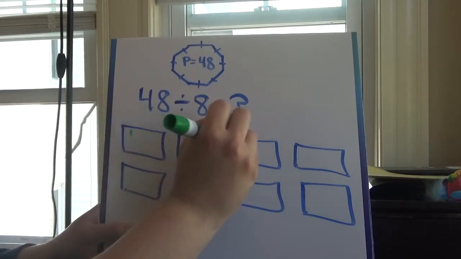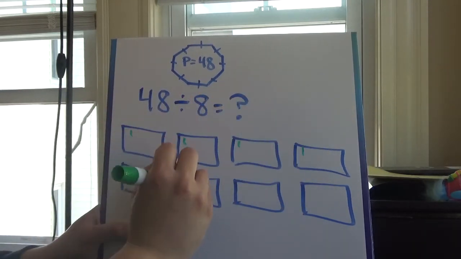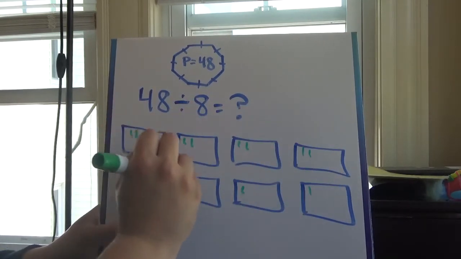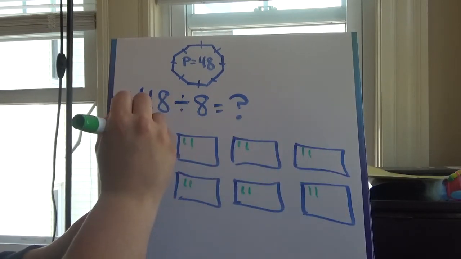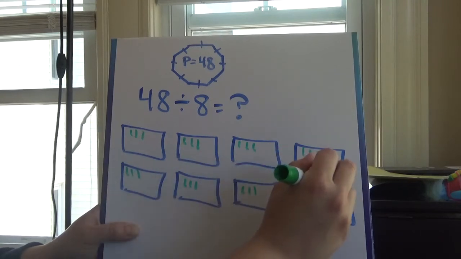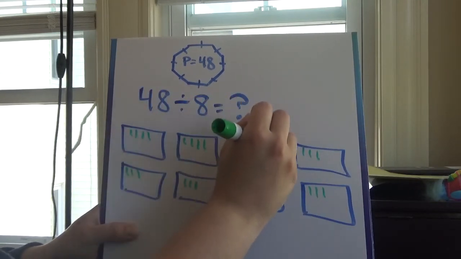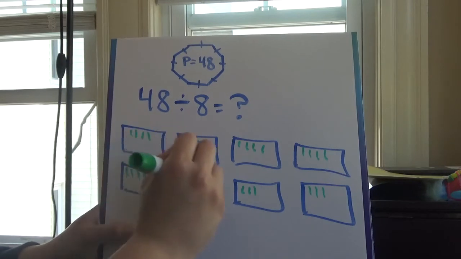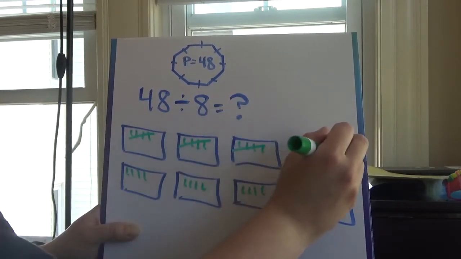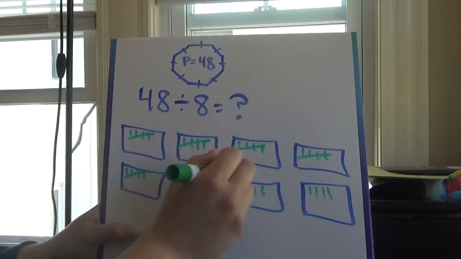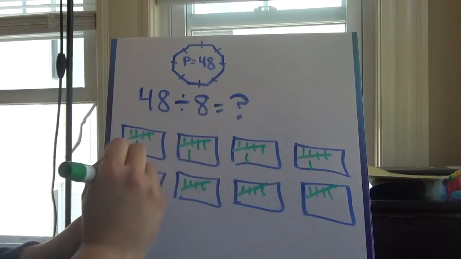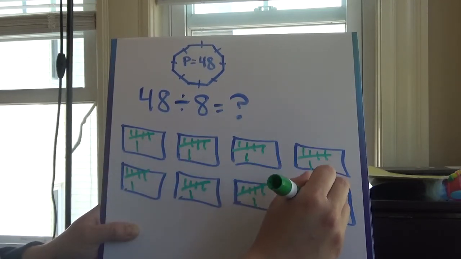So 1, 2, 3, 4, 5, 6, 7, 8, 9, 10, 11, 12, 13, 14, 15, 16, 17, 18, 19, 20, 21, 22, 23, 24, 25, 26, 27, 28, 29, 30, 31, 32, 33, 34, 35, 36, 37, 38, 39, 40, 41, 42, 43, 44, 45, 46, 47, 48.